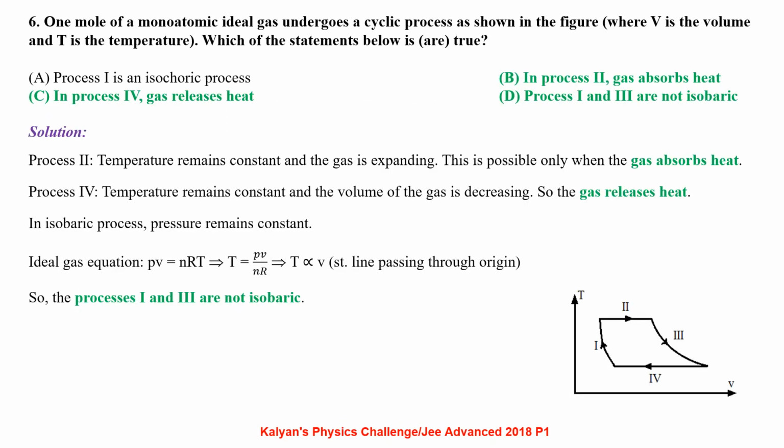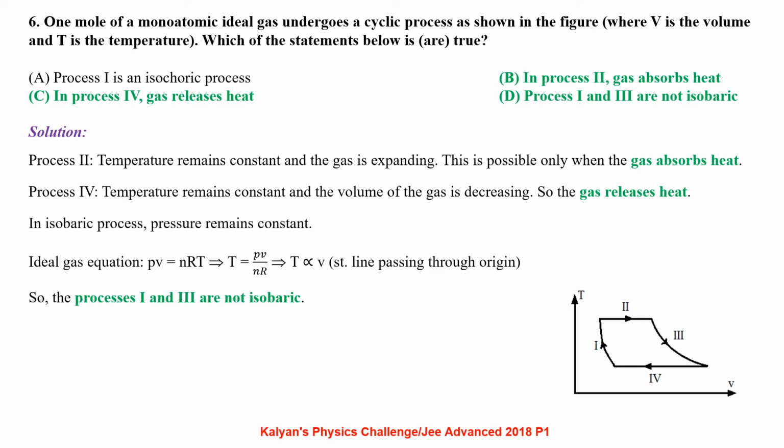1 mole of monoatomic ideal gas undergoes a cyclic process as shown in figure where V is volume and T is absolute temperature. Which of the following statements is true? Process 1 is an isochoric process. In process 2, gas absorbs heat. In process 4, gas releases heat. Processes 1 and 3 are not isobaric.